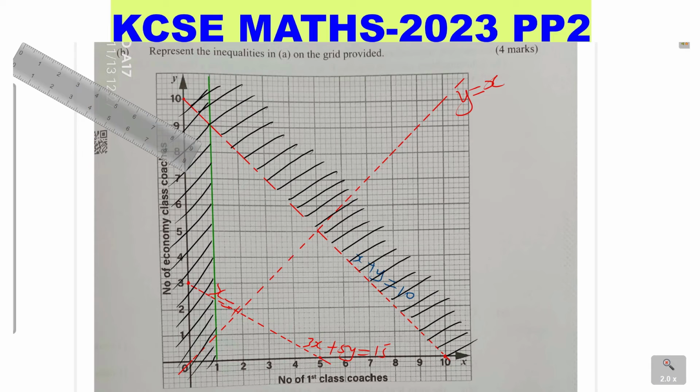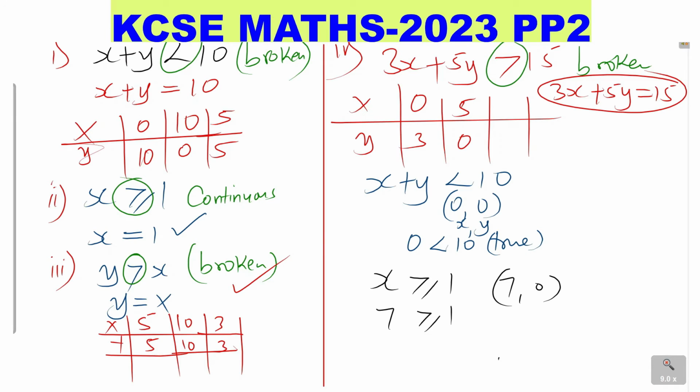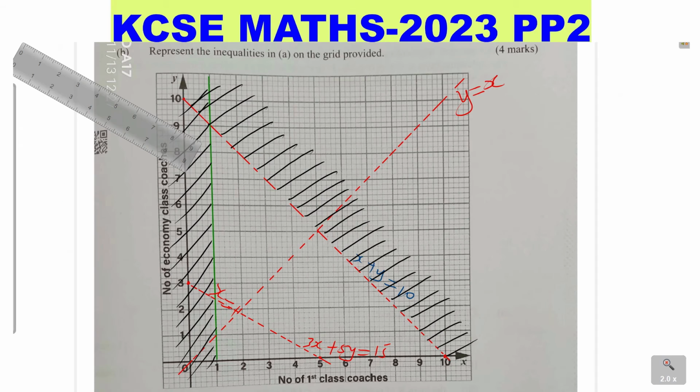Let's go to the other line, and the other line is y is greater than x. So this is the line, y is greater than x. We need to know whether we're going to shade on this side, this side or this side.